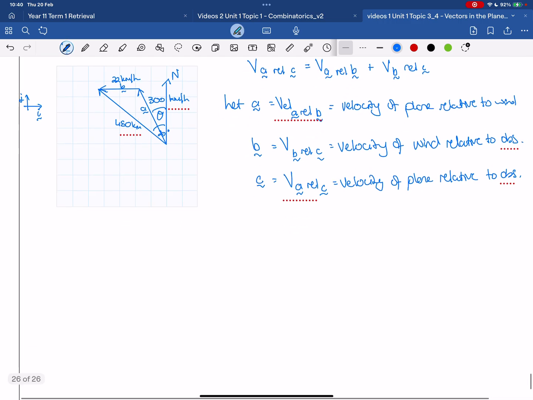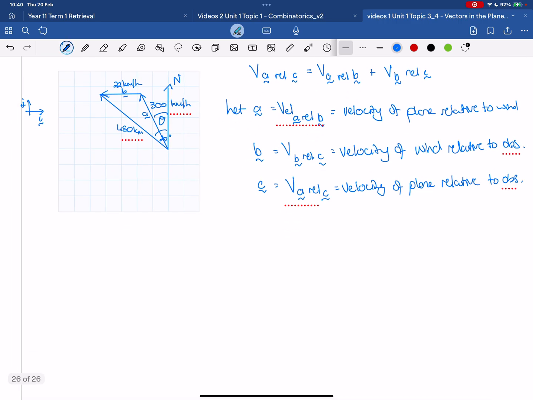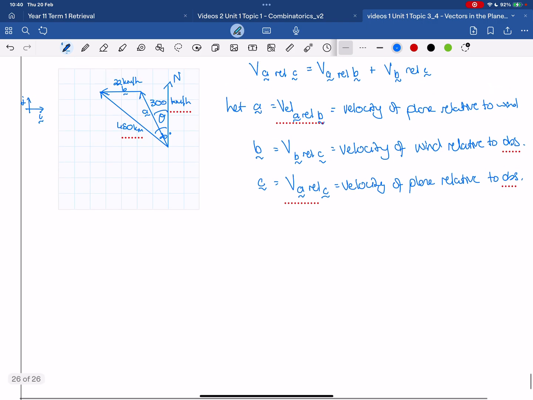All right. Now I need to work with my angles, and I need to resolve my vectors into i and j components. The easiest one is my vector B, because that's just heading in a negative i direction. So let's start with B. It's the easiest one, negative 22i.